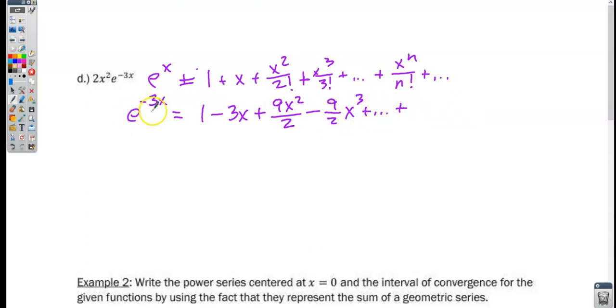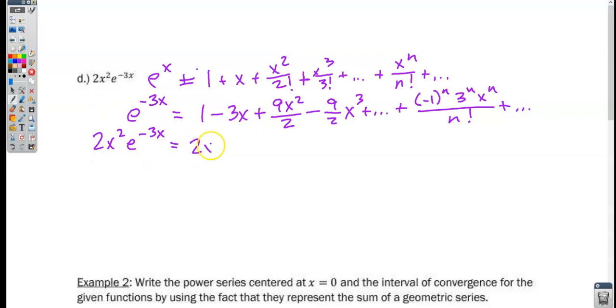And again, since we're replacing them with negative 3x, I'm going to break that down into negative 1 to the n, and then 3 to the n, x to the n, all over n factorial, because that'll be easiest for us to work with our general term here. And now to get 2x squared e to the negative 3x, we're just going to take every term of this and multiply it by 2x squared. So that gives us 2x squared minus 6x cubed plus 9x to the 4th minus 9x to the 5th.